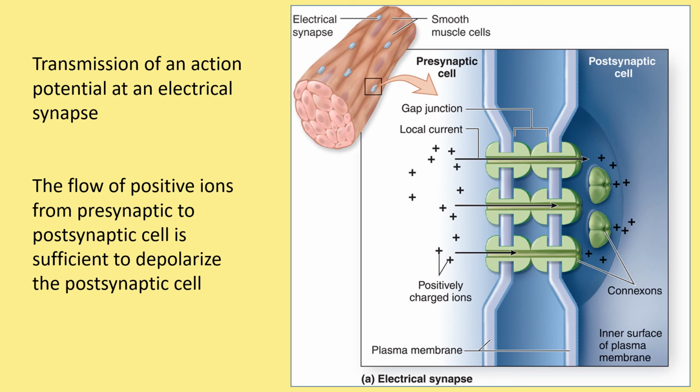And so we can see how the two plasma membranes are joined together by those gap junctions, and those gap junctions are tunnels. They are connections between the cytosol of one cell and the cytosol of the next cell. And we see positively charged ions flowing from one cell to the next. And those positively charged ions will cause a change in membrane potential.